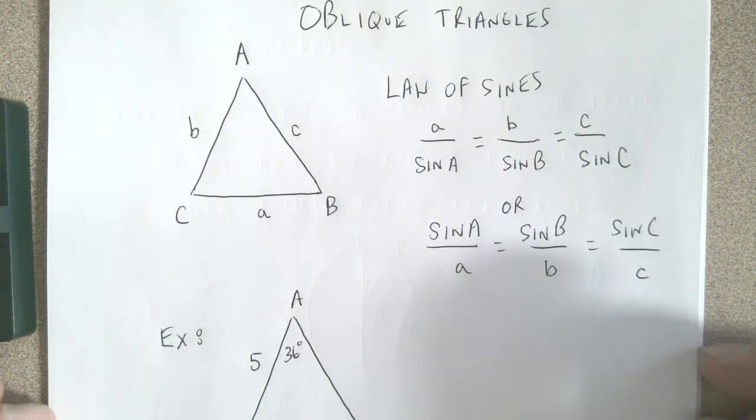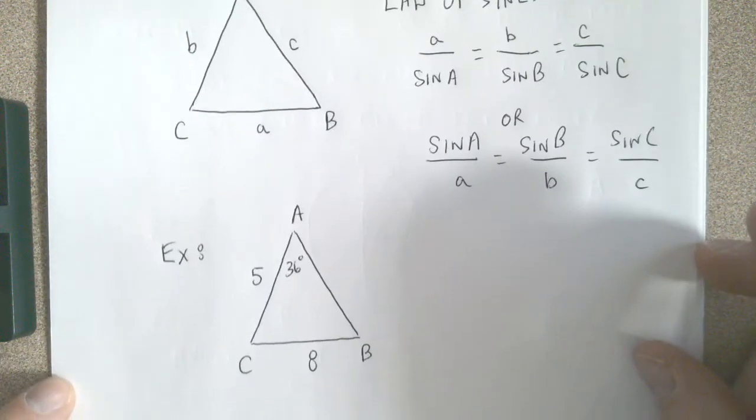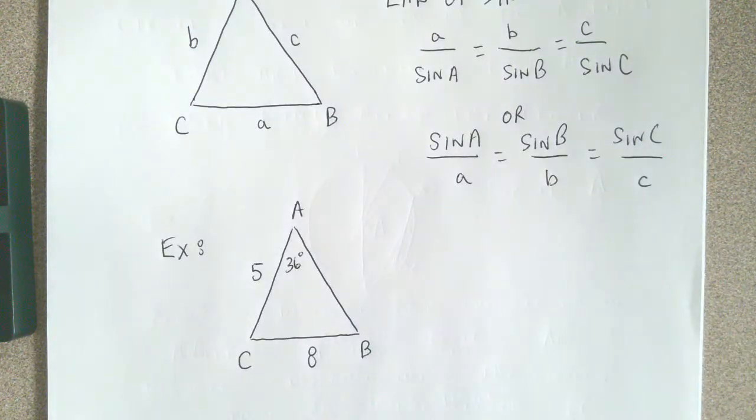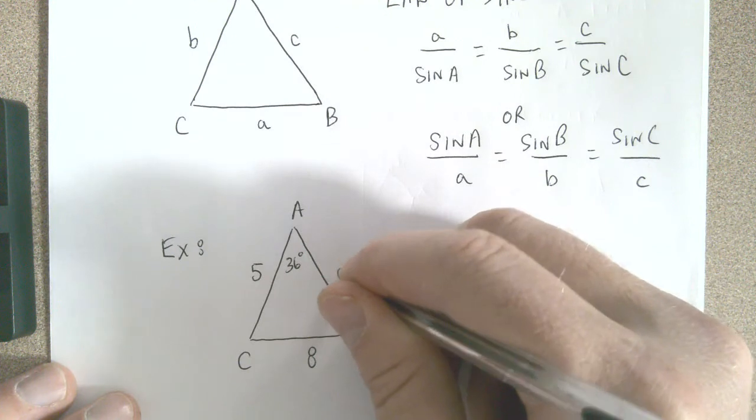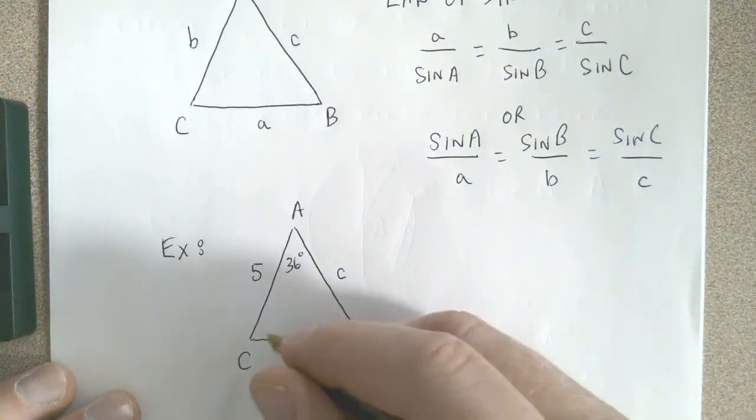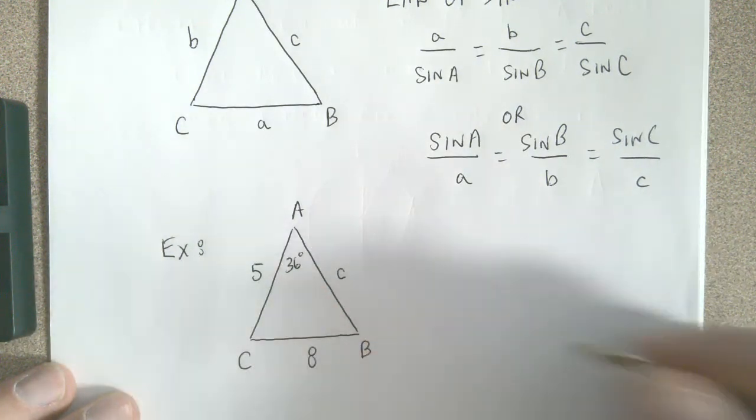Now, in all of these problems, we're solving for all of the missing parts. So you can see here we're going to find side C, we want to find angle C, and we want to find angle B.